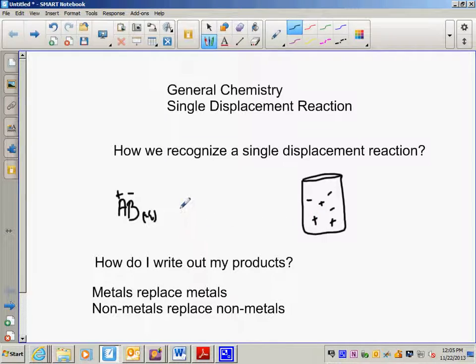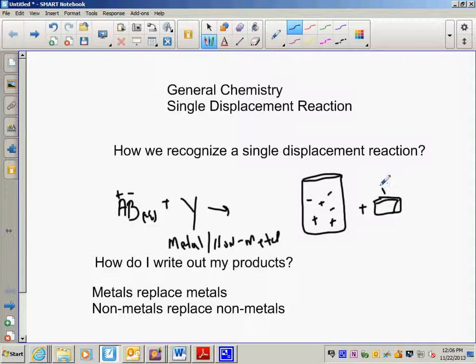All right, and we'll react this thing with some sort of pure element. This can be either a metal or a non-metal. So plus some piece of metal, and this will be a solid chunk of something, or it could be liquid, some pure substance. Usually we'll have it be a solid. Drop it in there and a chemical reaction occurs.